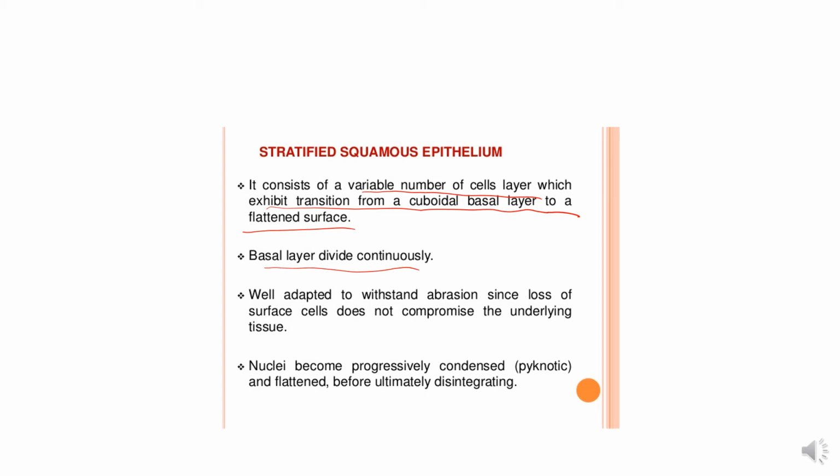Nuclei in these cells, the surface cells, progressively condense, they become pycnotic and flattened, and ultimately they disintegrate and disappear. So in one type of stratified squamous epithelium, the nuclei are absent in the surface cells.